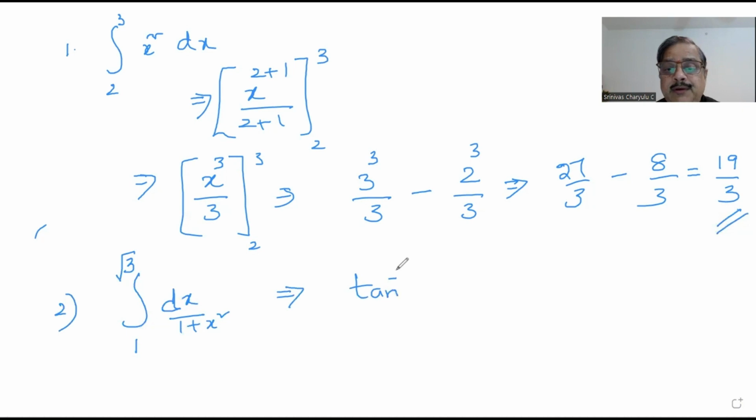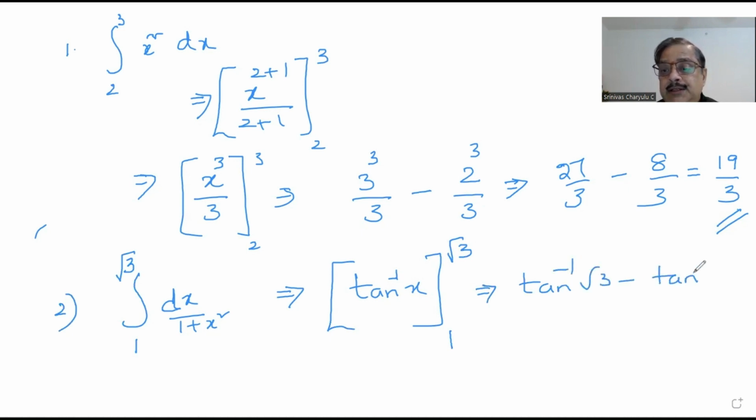It's a formula from our standard integral formulas. Dx by 1 plus x square, if you carry out the integration, you'll be getting tan inverse x. So what are the limits they have given? Boundaries. Lower limit is 1, upper limit is root 3. So that means first we have to apply tan inverse root 3 minus tan inverse 1. Tan inverse root 3 is nothing but, tan 60 degrees is how much? Root 3. So tan inverse root 3 is equal to 60 degrees.